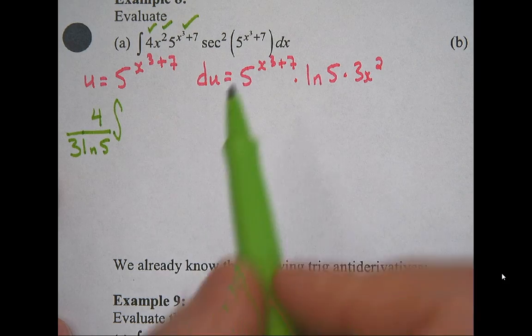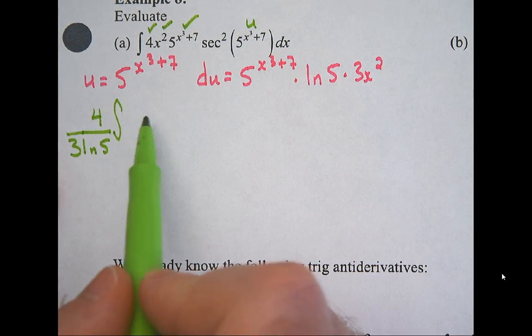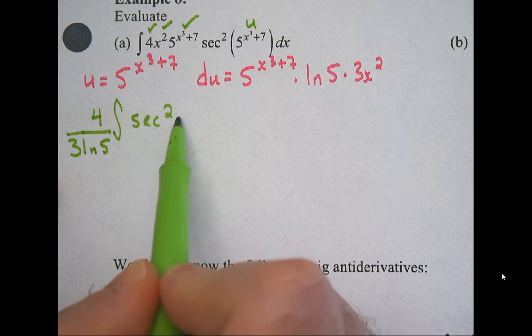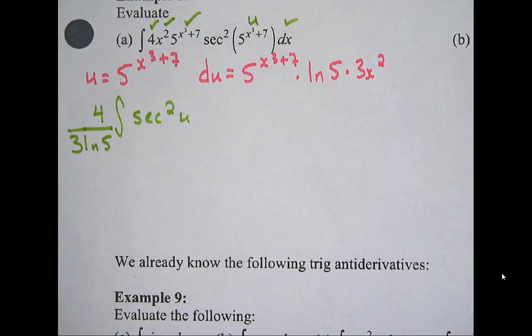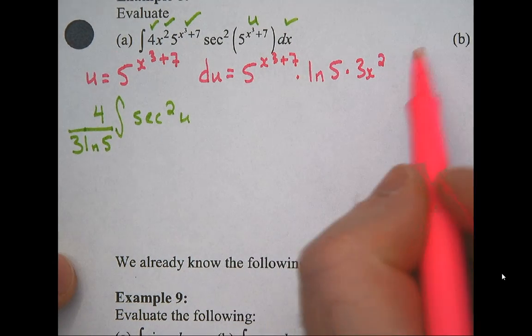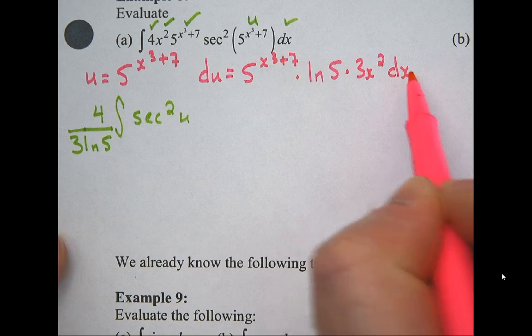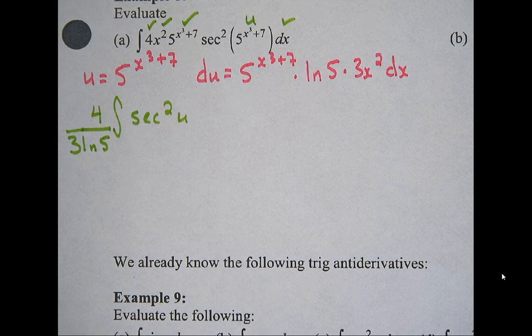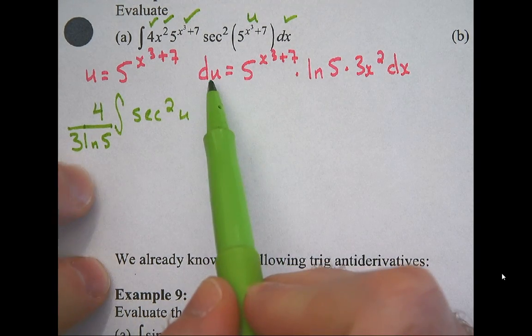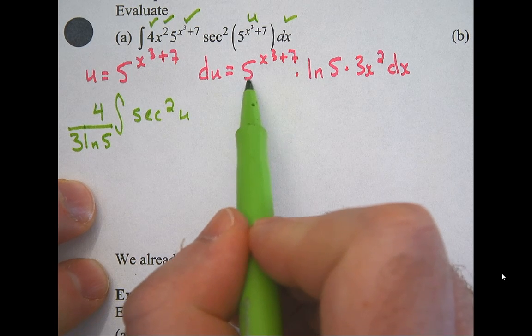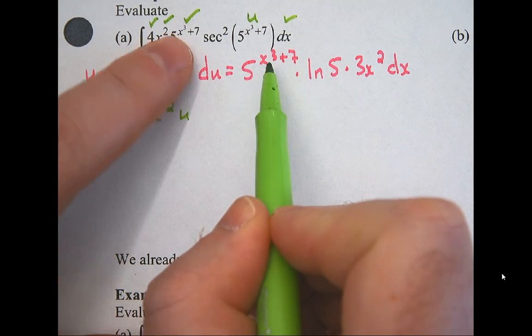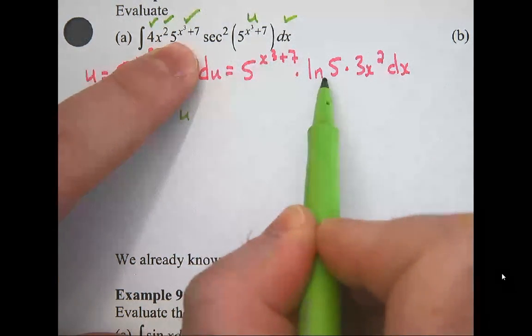And then my actual function, this is what u was, so then this would be the integral of secant squared of u. All of this, dang it. What did I forget? Nobody told me. My dx when I did my du. All right, so to make my du, I need a 5 to the x cubed plus 7. Boom, got it.